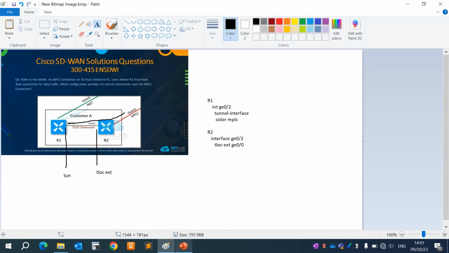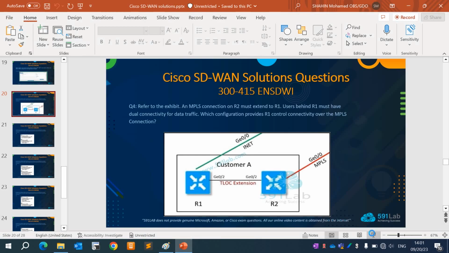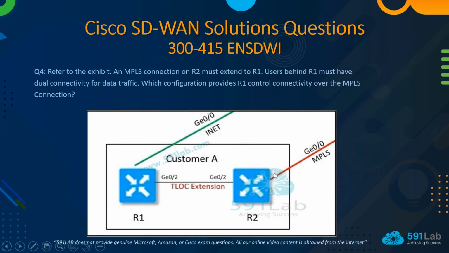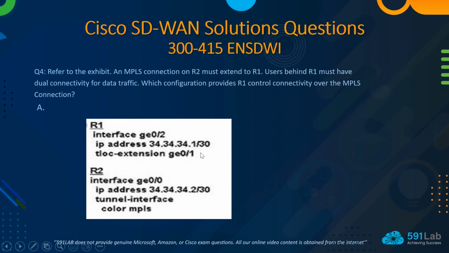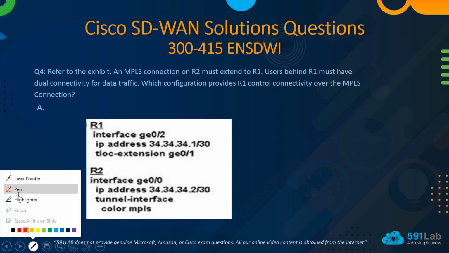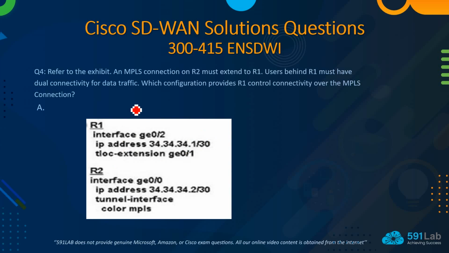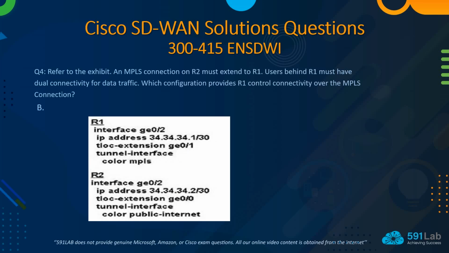Okay, let's go back here to see our options. Okay, the first option, let's take the pen. We will have R1 TLOC extension gig 01. Okay, we will extend R2, so this is not correct. Okay, so let's move to the next option. For B we have R1 with a TLOC extension, which is also not correct.